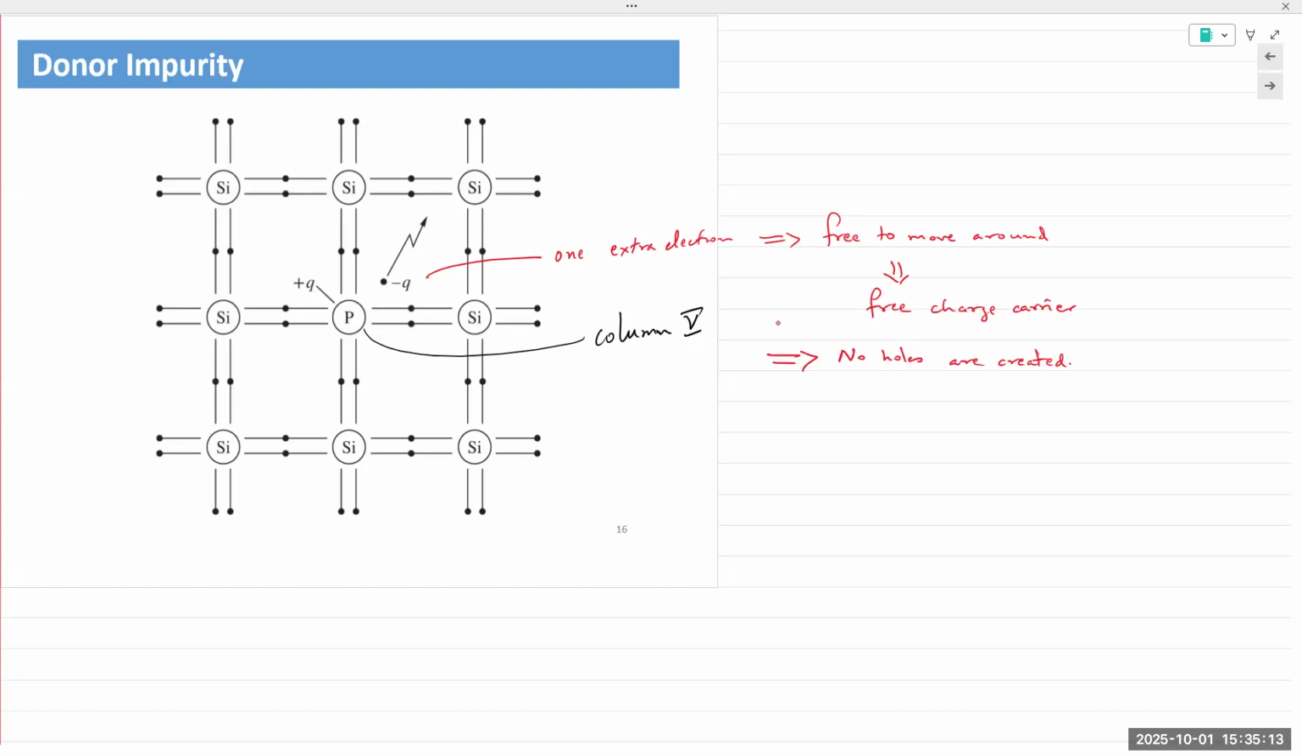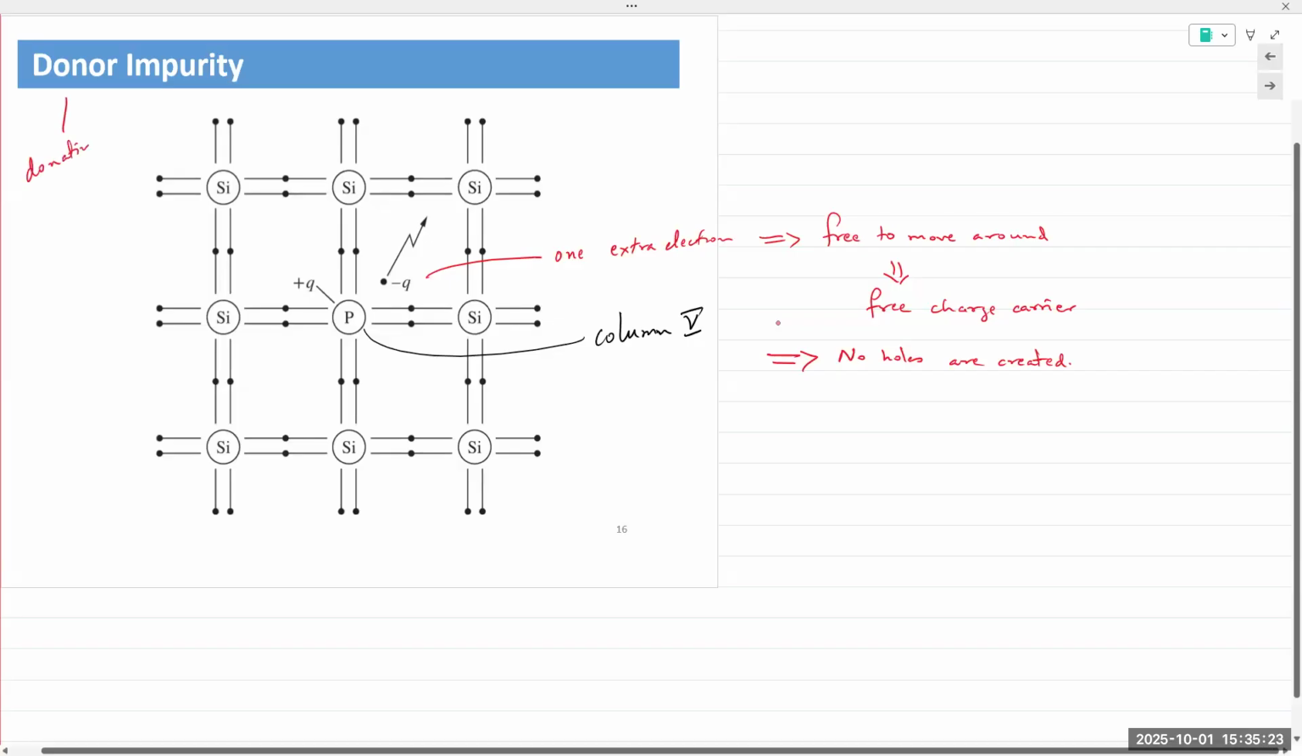Hence, it is known as a donor impurity because it is donating electrons.